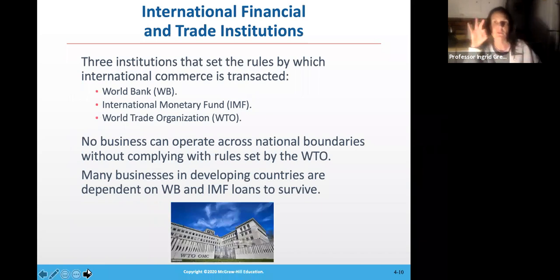So now let's talk about the three major international financial and trade institutions. These are the institutions that set the rules by which international commerce is transacted, right? Because there have to be some rules as to who's investing, how they're investing, what they're investing on. No business can operate across national boundaries without complying with rules set by the WTO, the World Trade Organization, and then many businesses in developing countries are dependent on World Bank and IMF loans to survive. So this is a big and super interesting section.